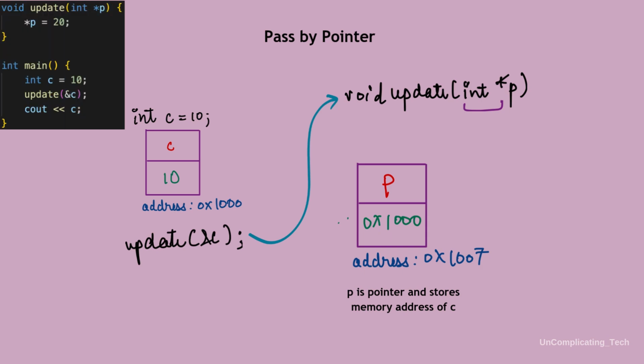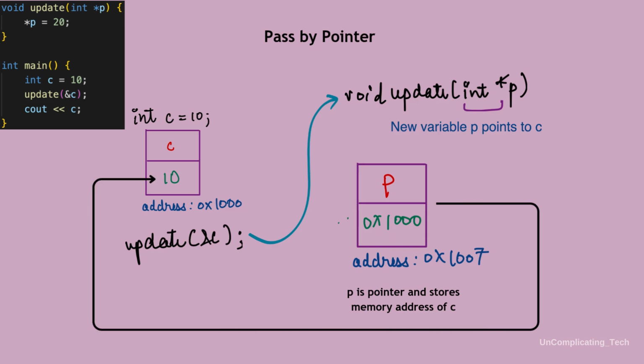In the update function, p is a new variable that stores the address of C. Since p points to C, using *p updates C directly. Inside the function, *p = 20 modifies the value at the memory address stored in p. Since p points to C, C is updated directly.